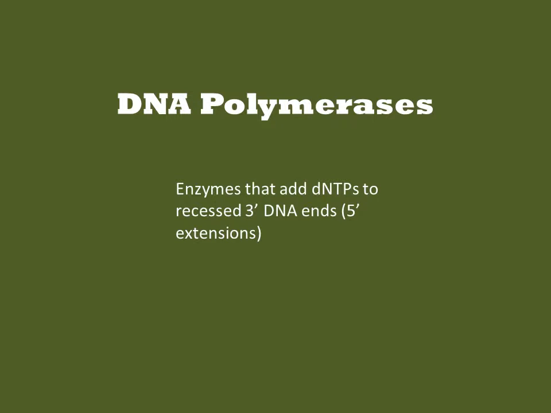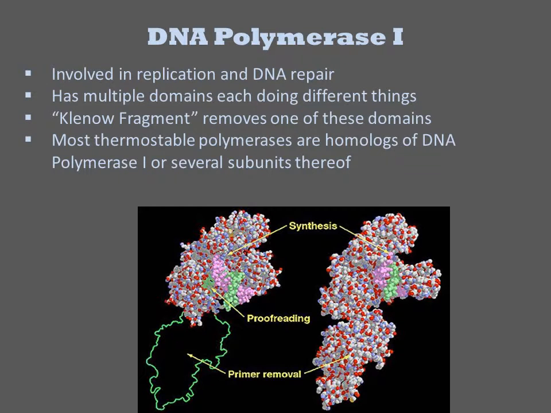DNA polymerases make copies of DNA molecules by adding dNTPs to recessed 3' DNA ends. There are multiple DNA polymerases operating in both eukaryotic and prokaryotic cells that play different roles within the DNA life cycle. In E. coli, DNA polymerase I is involved in DNA replication and DNA repair. It's encoded by a single polypeptide.